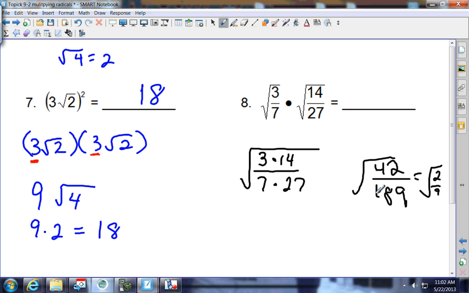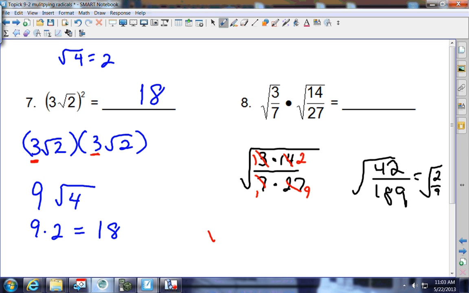Okay, now I want to show you something though. Inside here, you can use the calculator, but inside here, I know 7 goes into 14. 7 divided by 7 is 1. 14 divided by 7 is 2. I know 3 goes into 27. 3 divided by 3 is 1. 27 divided by 3 is 9. That's another way I got the square root of 2/9. Oop, I need to make my square root sign bigger.